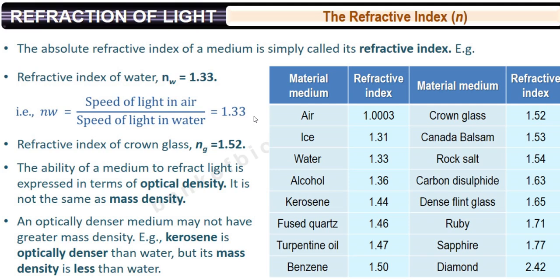What is important to understand here is the concept of refractive index, which we have understood: the refractive index of a material is calculated as the speed of light in air divided by the speed of light in that particular medium. So if we are saying the refractive index of water is 1.33, that means the speed of light in air divided by the speed of light in water is 1.33.